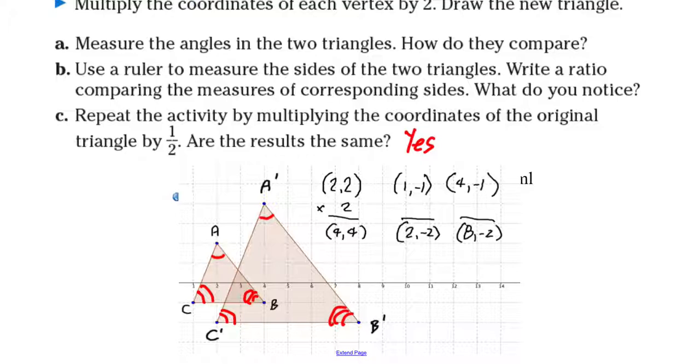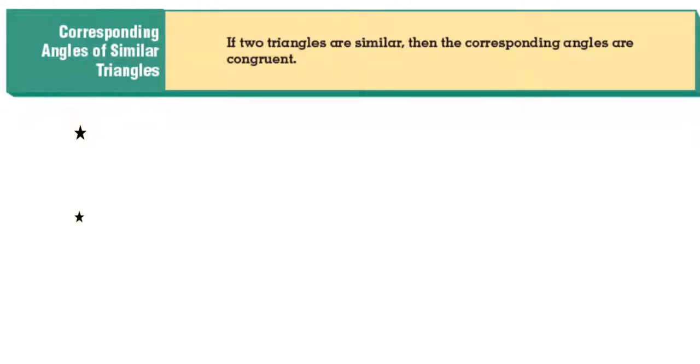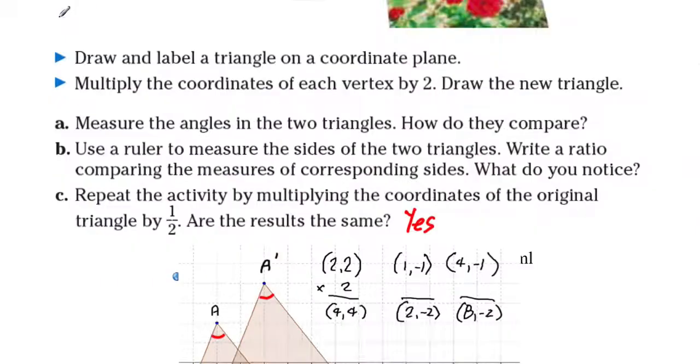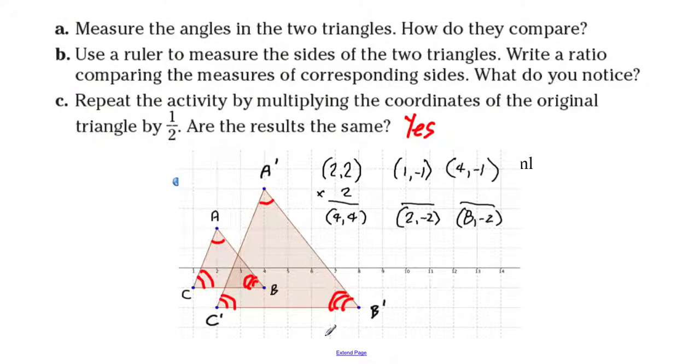They have the same shape, but they have a different size, which brings us to similar triangles. The triangles you drew in the activity were called similar, figures that have the same shape but not necessarily the same size, like this one. These are similar figures.